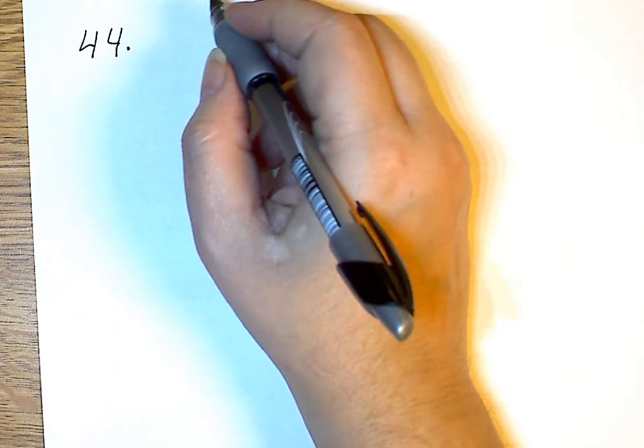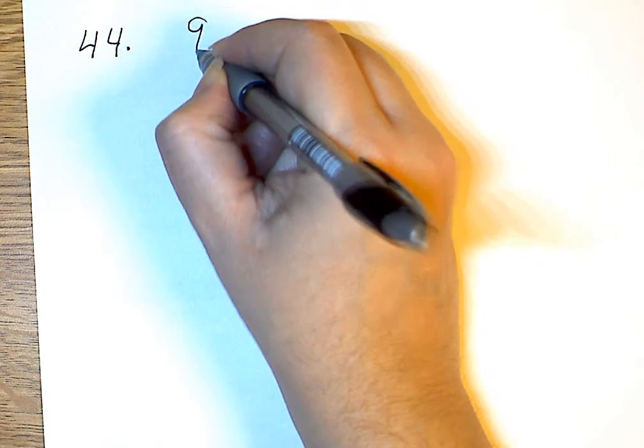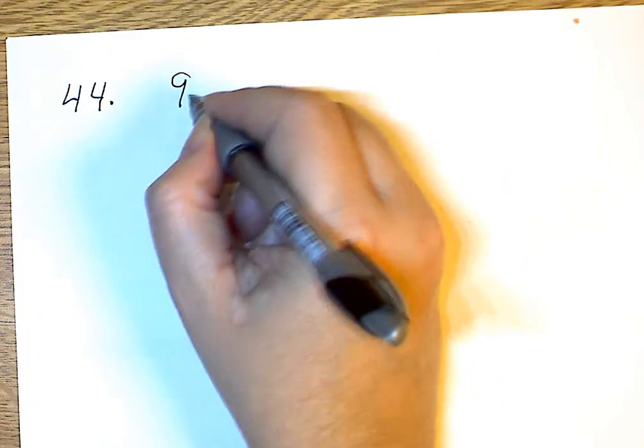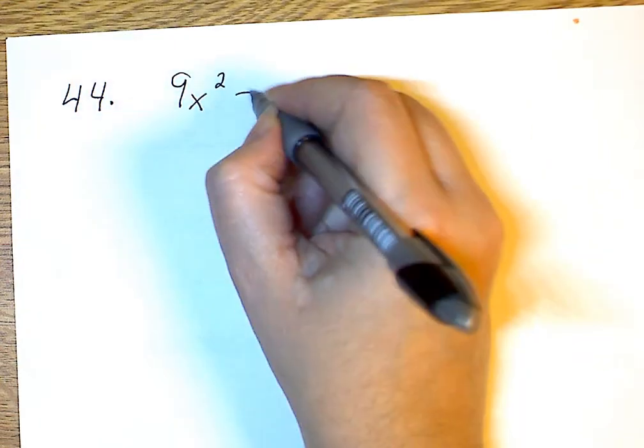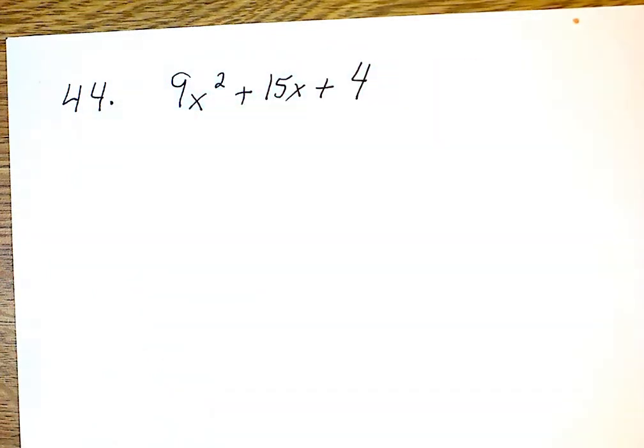So 44, I want you guys to try. So we have 9x squared plus 15x plus 4. So try the same exact thing.